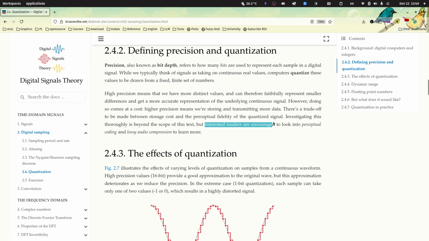Interested readers are encouraged to look into perceptual coding and lossy audio compression to learn more. This just reminds me of all the grammar business. I guess it's the same idea, basically.